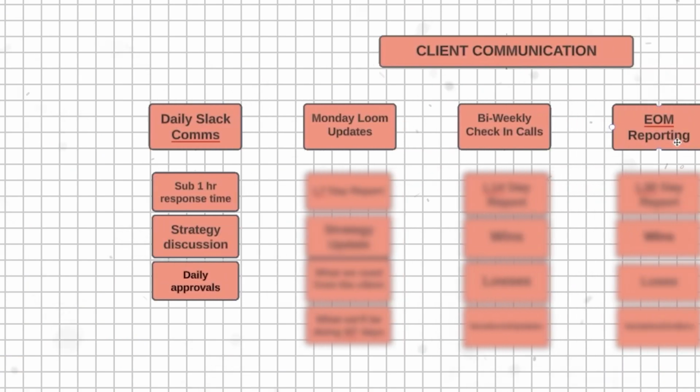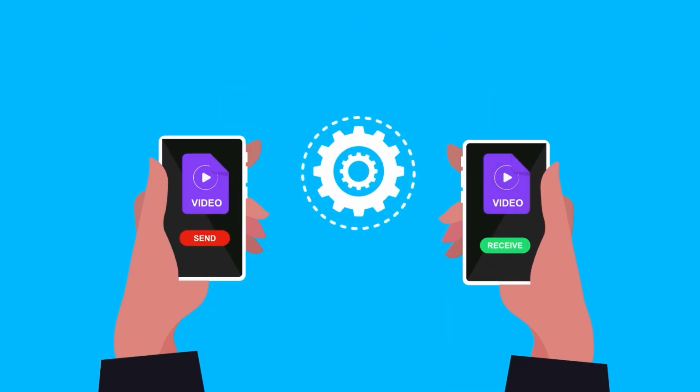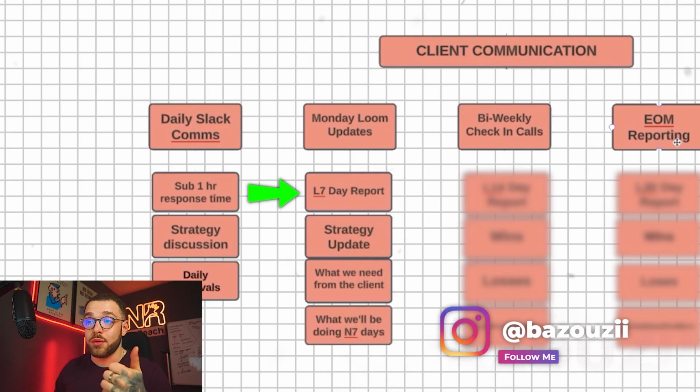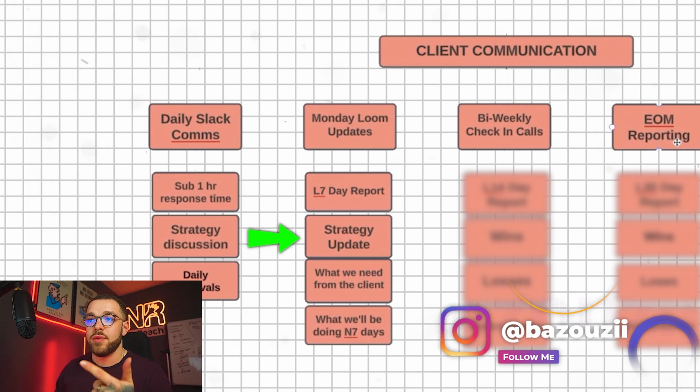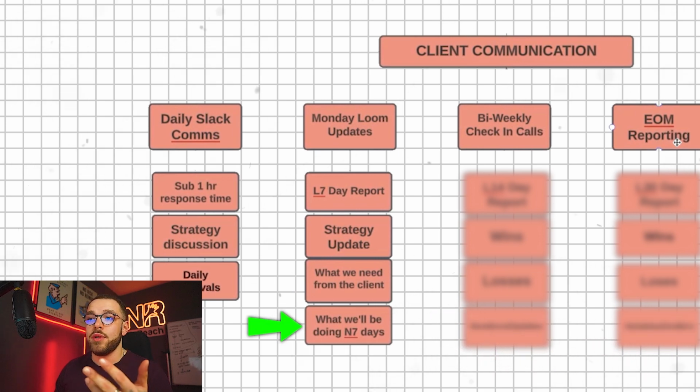Then every single Monday, our team sends a video update to each individual client, depending on the services that we're managing for them. This will be a last 7-day report as far as data and results, and a strategy update on what we've been doing over the last 7 days, what we need from the client, and what we'll be doing over the next 7 days as far as strategy.